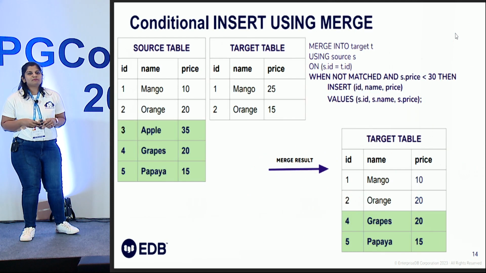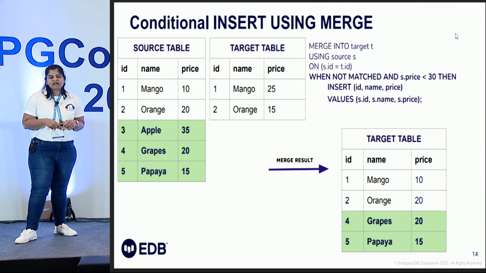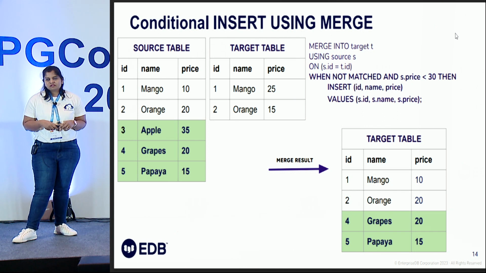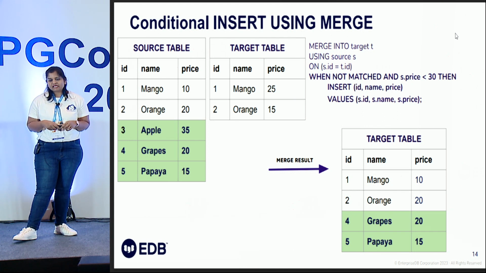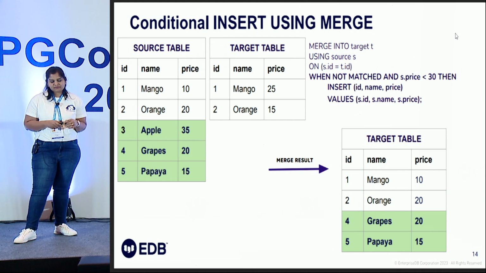So next is the example of conditional insert using merge. Here you have when not matched and source price is less than 30, then insert values. Of the 3 records present in the source table that do not match the target, I guess only 2 of them pass through the AND condition and they are inserted into the target table, and the other one is skipped from the insertion.